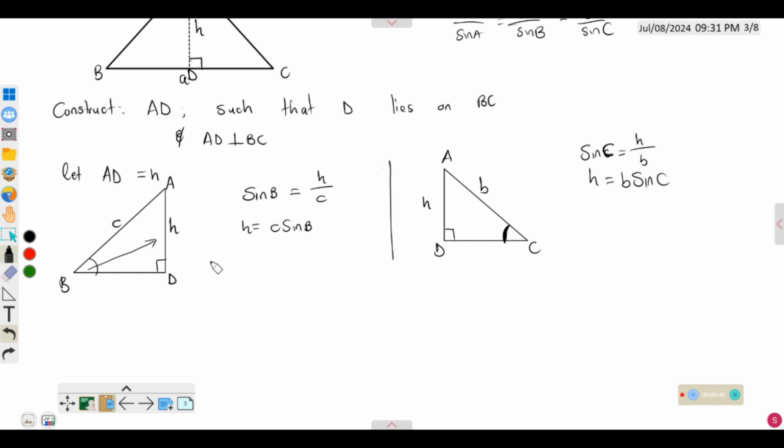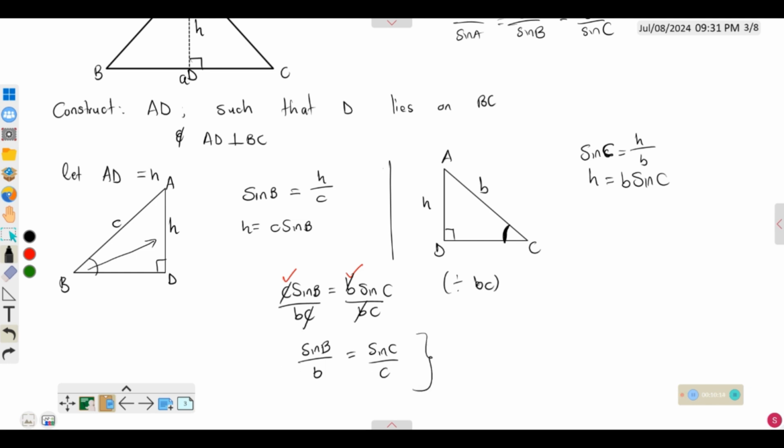So we can just equate those two. H is equal to H, so we have c sine B, which is equal to b sine C, right? And then we identify the coefficients. We have c, we have b. So we are going to divide both sides by bc. When we divide this side by bc, we divide this side by bc. The c cancels that, the b cancels that, then we have sine B divided by b, which is equal to sine C divided by c, small c. So at least we have the first part of it.